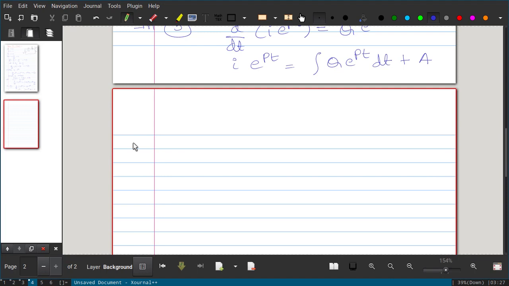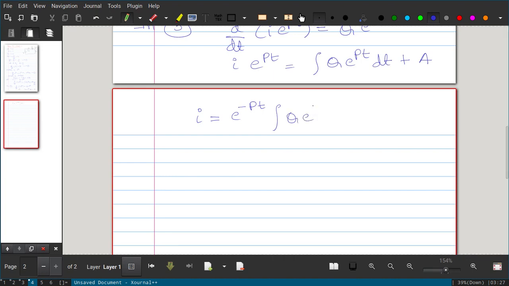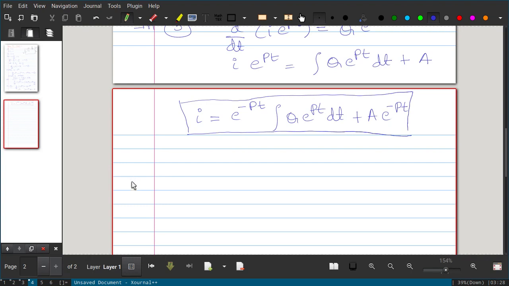If you multiply both sides by e power minus pt, the equation will be i equal to e power minus pt times the integral of q e power pt dt, plus A into e power minus pt. So this is the response of the driven RL circuit, the expression for current in a driven RL circuit. Now this has two parts actually. This one we will call part A and this one we will call part B. We will see the significance of each part.